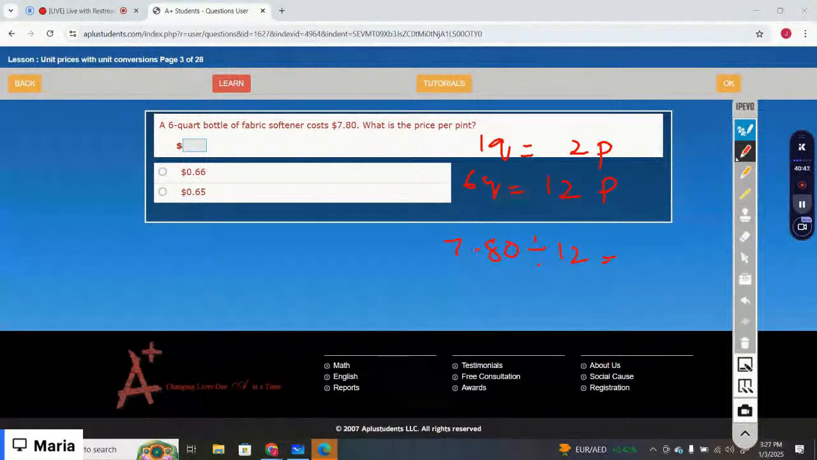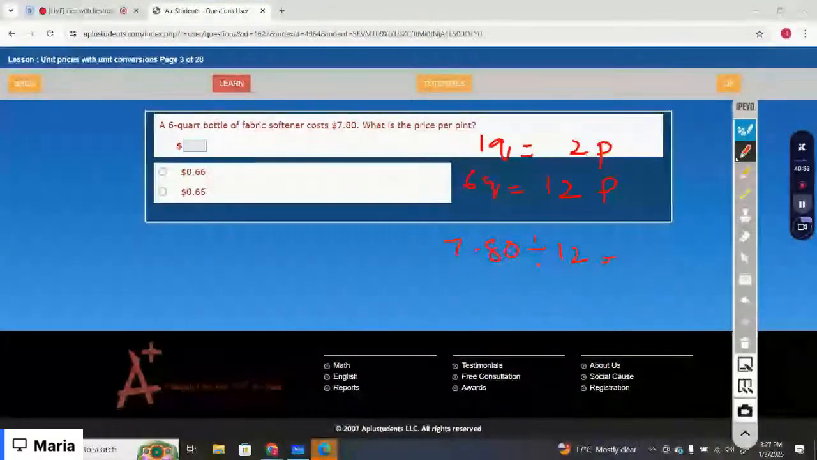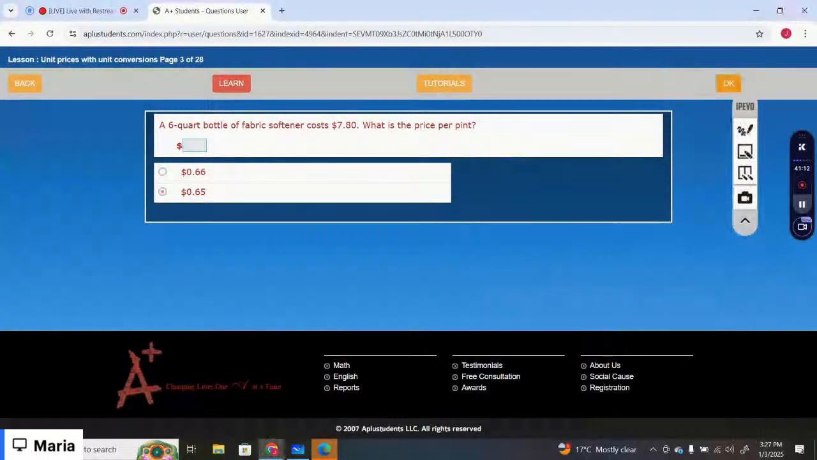So which is the correct option? 7.80 divided by 12 is $0.65. The correct option is $0.65. Option number 2 is the correct option. $0.65 it is.